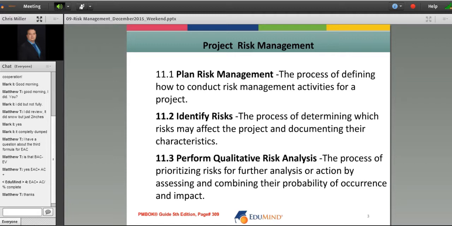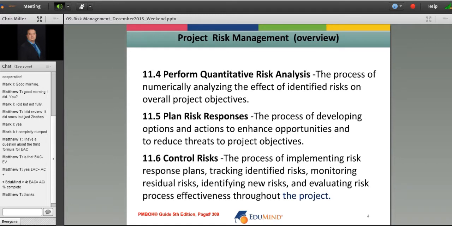There is one formula in this knowledge area. It's expected monetary value, EMV, which is just simply probability times impact, but you definitely want to know that formula. Once you perform qualitative, we can move on and perform quantitative risk analysis, which is the process of numerically analyzing the effect of identified risks on overall project objectives. So just think of it as number crunching.